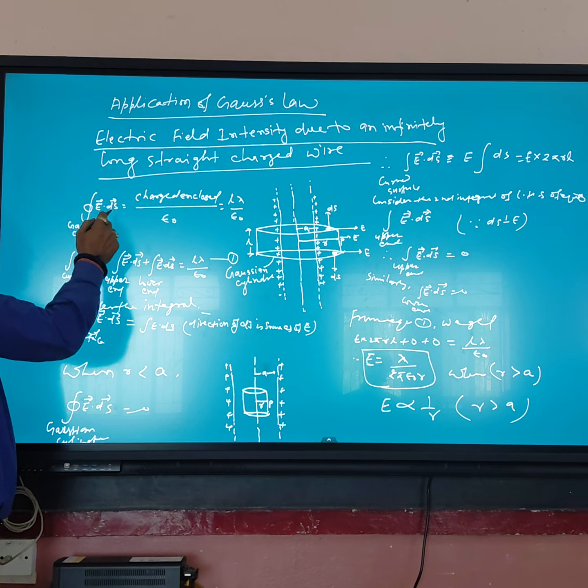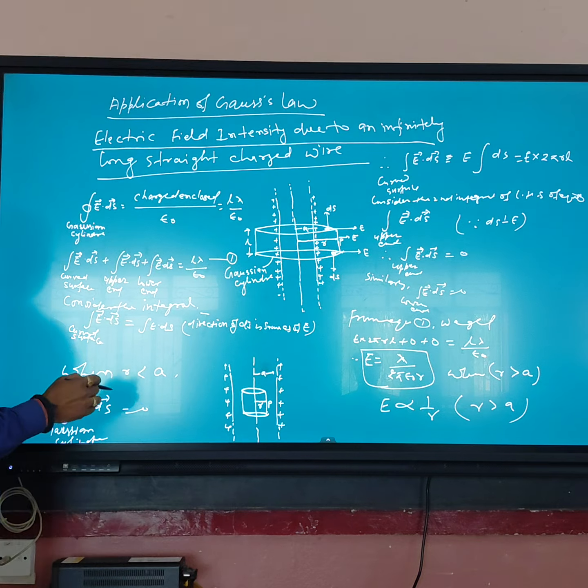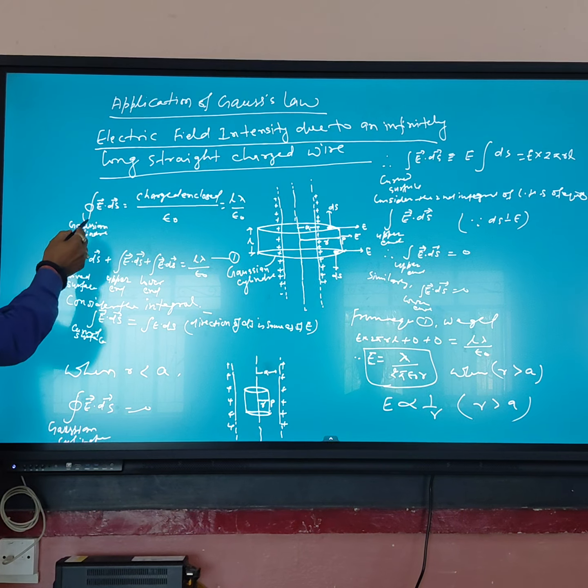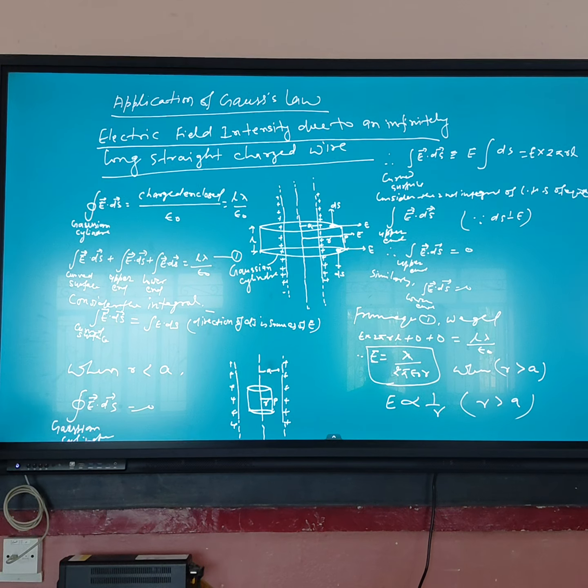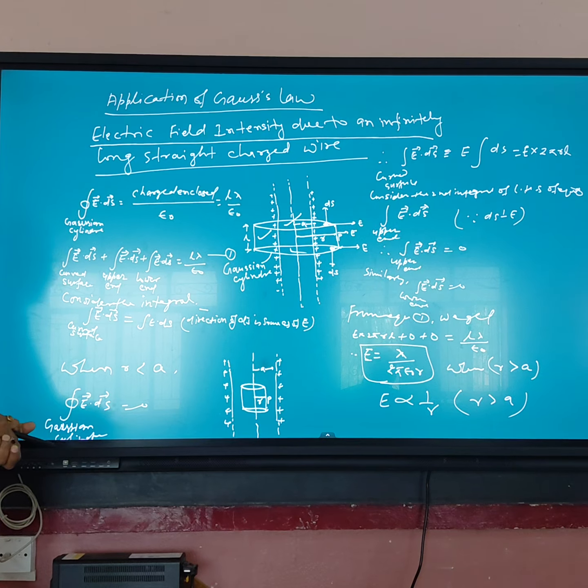The length of the Gaussian cylinder is L and the per unit length charge is lambda. So the total charge is L lambda by epsilon. The Gaussian cylinder has three parts. First is the curved surface, then the upper end and the lower end. Now first consider the first integral.